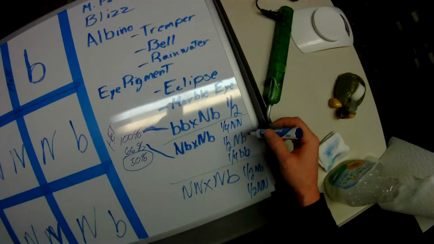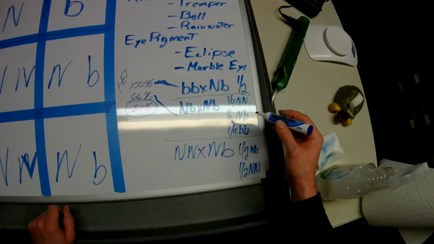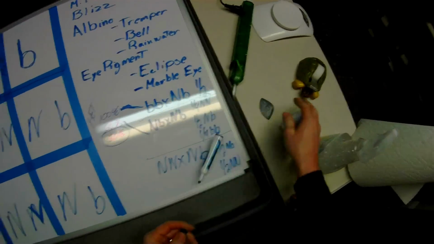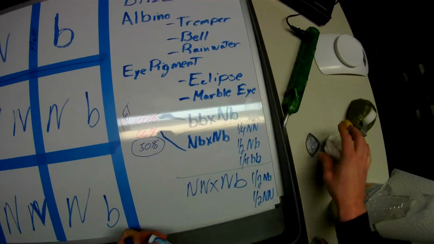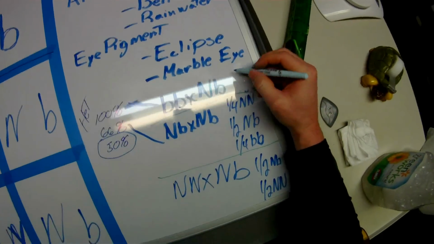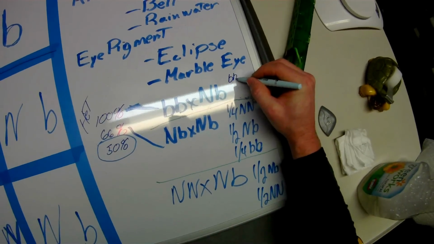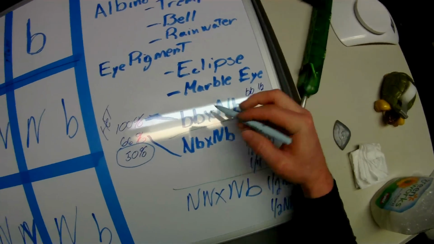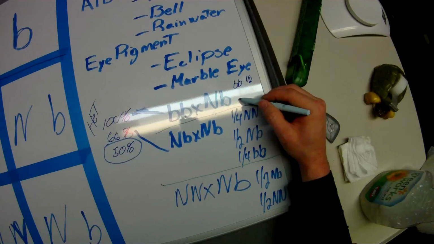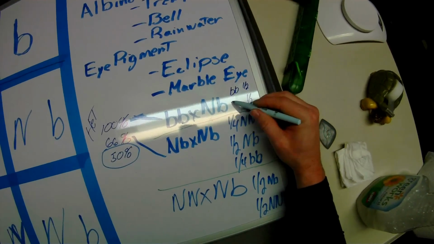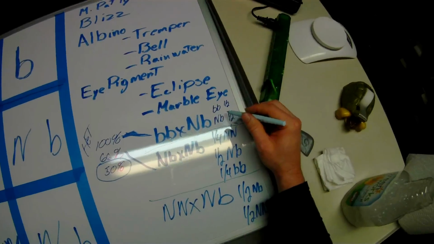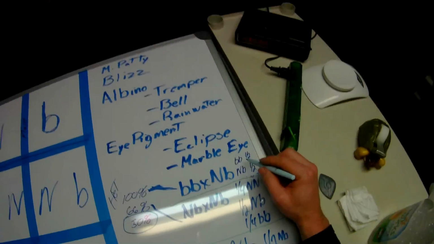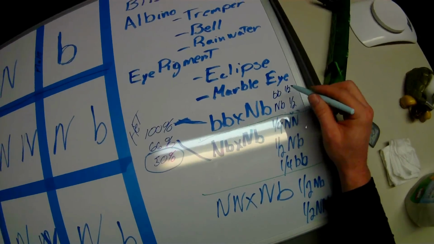I like to use these fractions, especially whenever you get into later ones. Actually, I'm going to change this real quick here for you, so that it's a little bit easier to understand what that cross was. Half of the babies are going to be the NN, and then the other half are going to be the NB. So that's 50%. 50% chance that you're going to get that recessive trait to pop out.